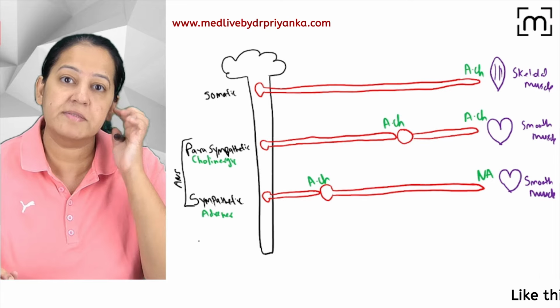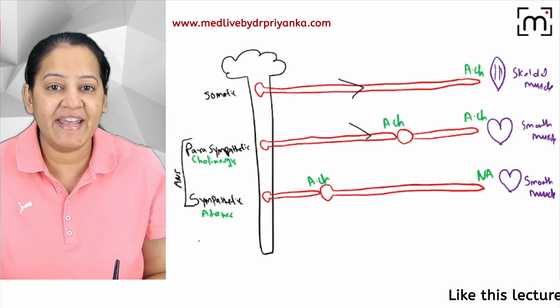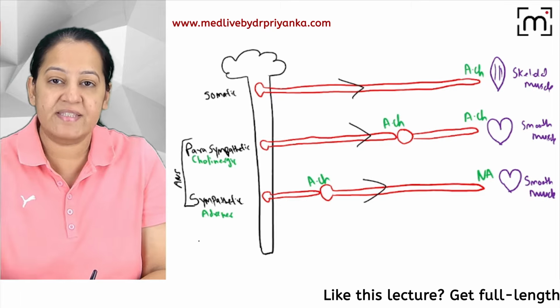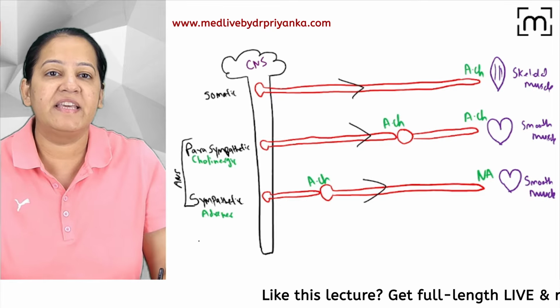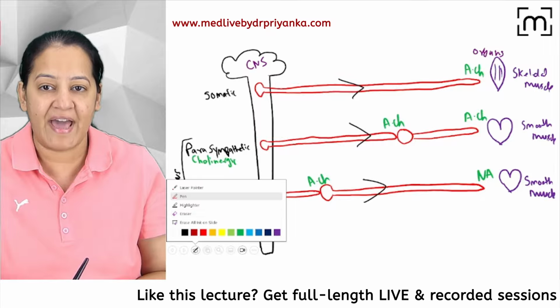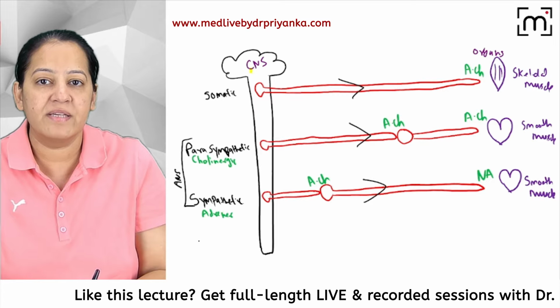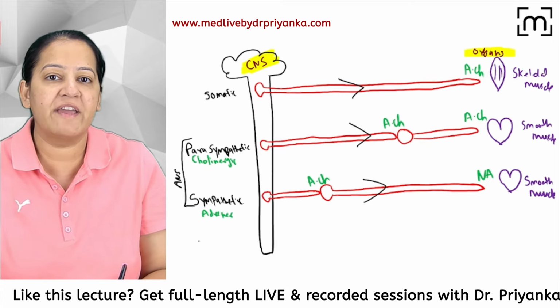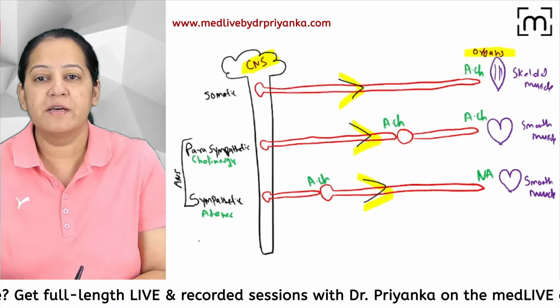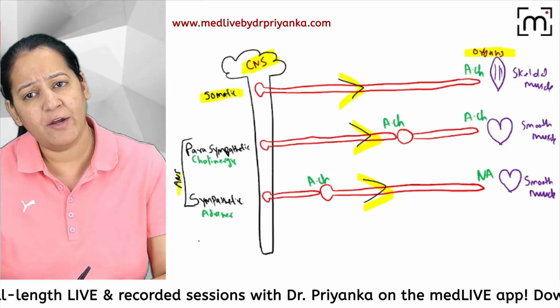What do you mean by motor nerves? Motor nerves are the nerves that carry the signal from the central nervous system to the organ. You can see this is the central nervous system and these are organs. Look at the arrows. All these nerves are carrying the signal from the central nervous system towards the effector organ. But they are of 2 types. What are the 2 types? Somatic nerves and autonomic nerves.